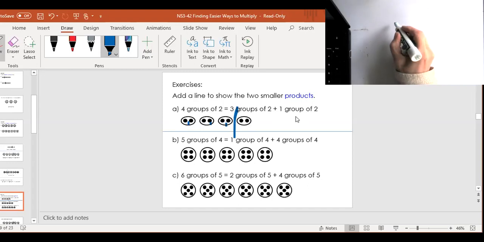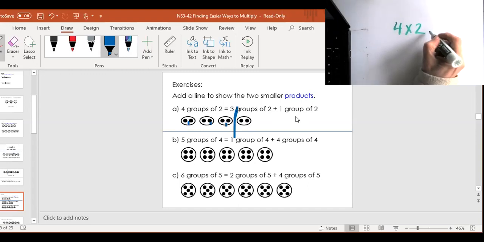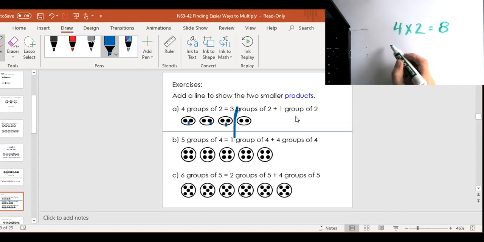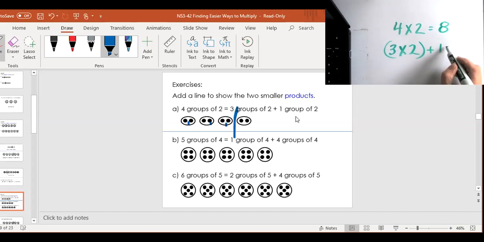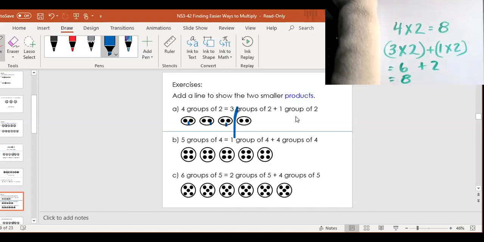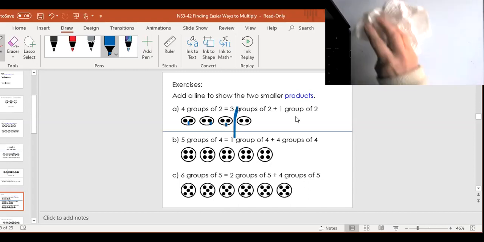So it was 4 groups of 2, and we know that is 8 because we know our doubles. Now we've got 3 groups of 2 plus 1 group of 2. 3 groups of 2 is 6, plus 1 group of 2 is 2, and 6 plus 2 is equal to 8, the same as that 8. Okay? But you don't even have to do that. All you have to do is draw the line right now.